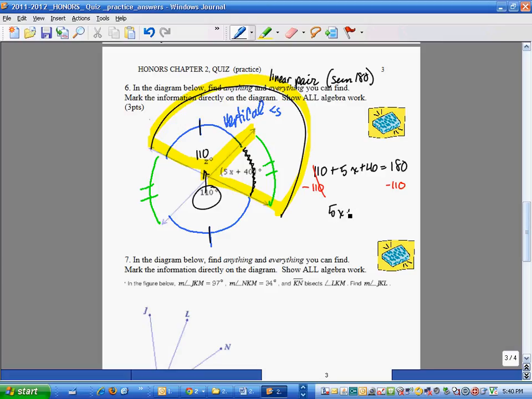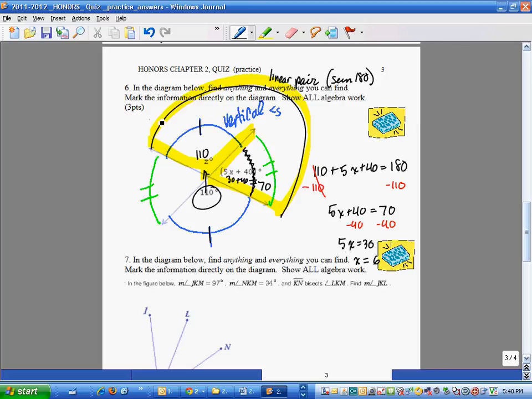So now we put 6 in. 5 times 6 is 30. 30 plus 40 equals 70. Now here's the really easy way to check. You ask yourself, 110 plus 70, does it equal 180? And the answer is yes. And of course this over here is also going to be 70 degrees because they are vertical angles.